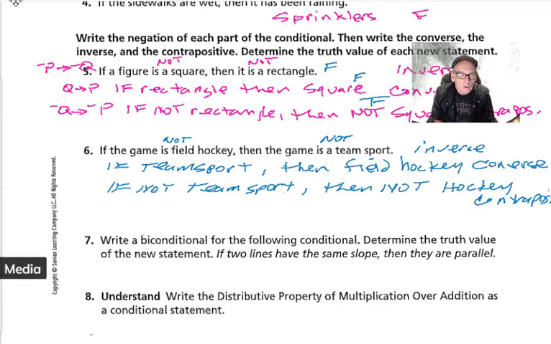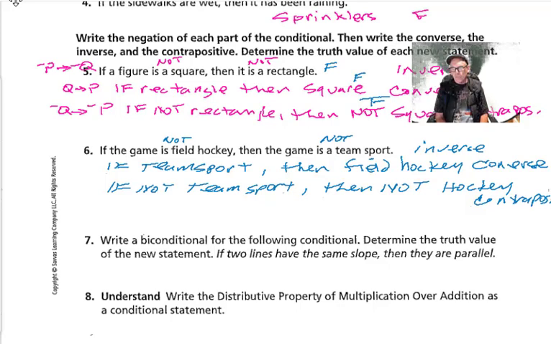So let's evaluate the truth values of these. If it's not field hockey, then it's not a team sport. Okay, so we have something not field hockey that is a team sport, like baseball. Baseball's not field hockey, but it is a team sport. So that would cause that to be a false statement, because I can think of a counterexample. If it's a team sport, then it's field hockey. Well, if it's a team sport, it could be baseball. It doesn't necessarily have to be field hockey. That's also false.